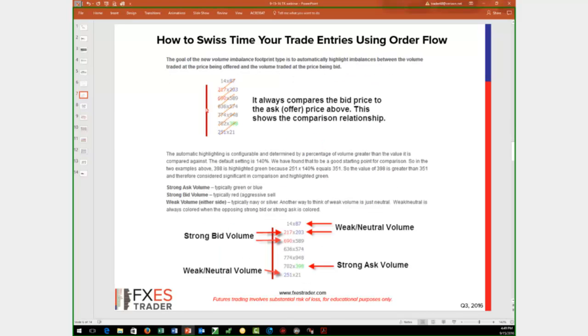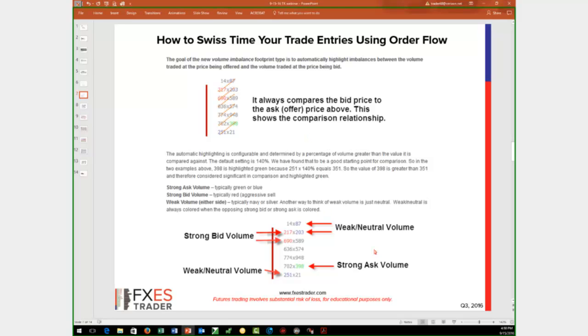The goal of the volume imbalance footprint is to automatically highlight imbalances between the volume traded at the price being offered and volume traded at the price being bid. And I'm going to say this probably three or four times throughout this webinar, but that is critically important to understand.